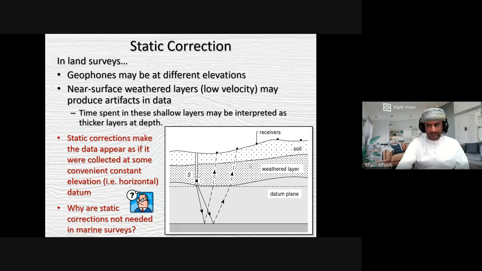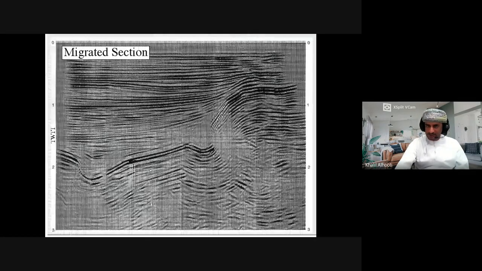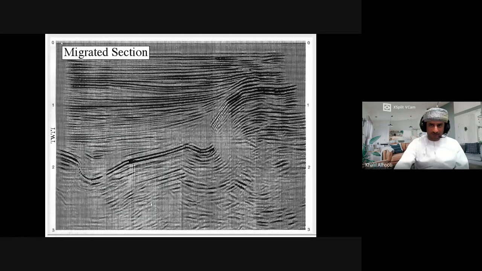So we say land data needs static correction to bring the data to a datum level. The datum level is where the shots and receivers are all at the same level. So the zero time in my seismic section is the datum level. This datum level is a certain depth above or below sea level. It's either 400 meters below, where sea level is zero everywhere, or above the sea. They can even make it above the sea.